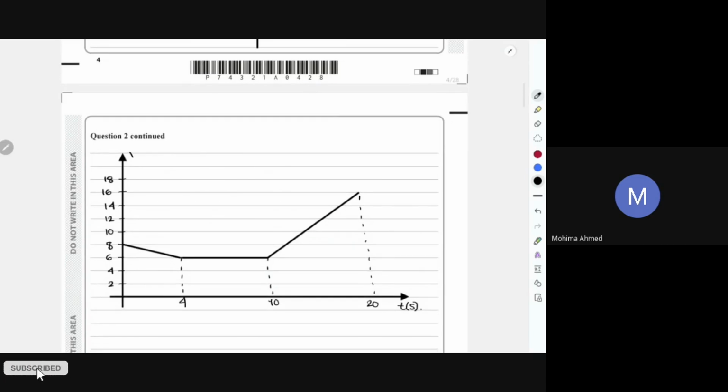Time in seconds and velocity in meters per second, right? This is how your graph should look roughly. That's it. This is everything you have to show.